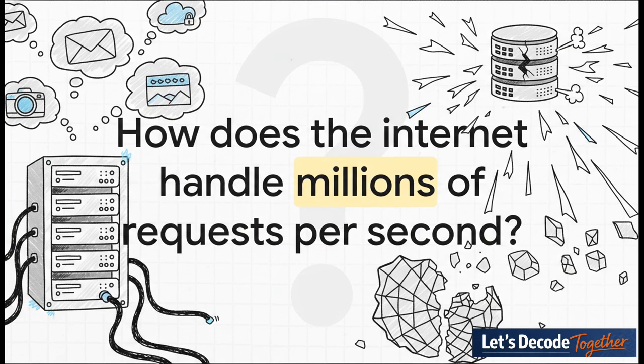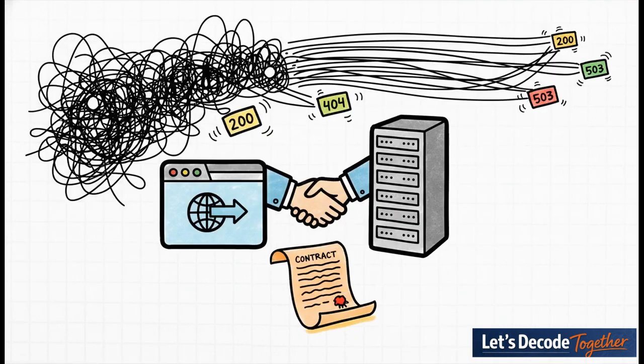Millions of requests are firing off every single second. Now, if every server had to completely process every single one of those requests, read the whole email, load the entire image, just to see if it could, the web would just grind to a halt. It would be chaos. It would totally collapse. So how does it work?